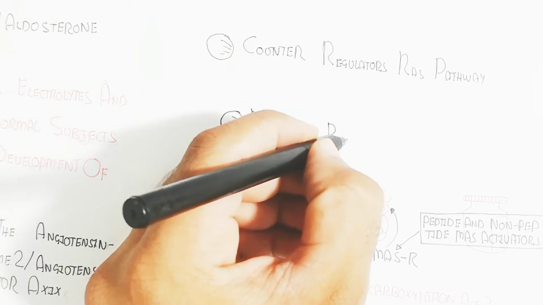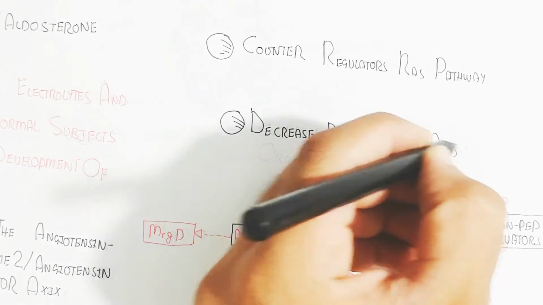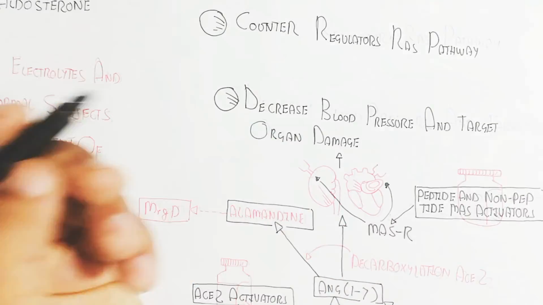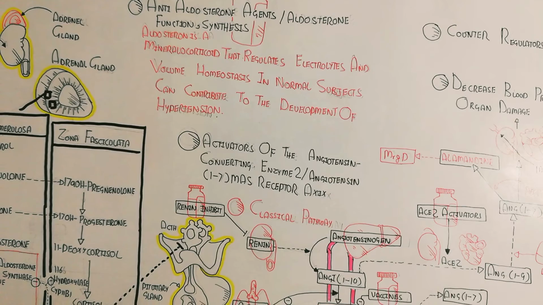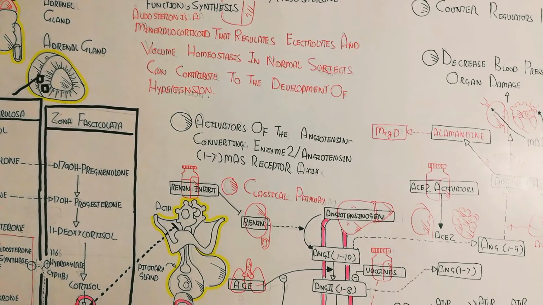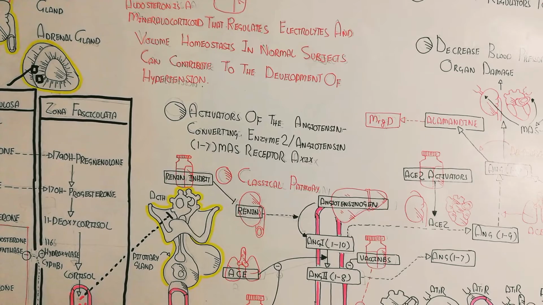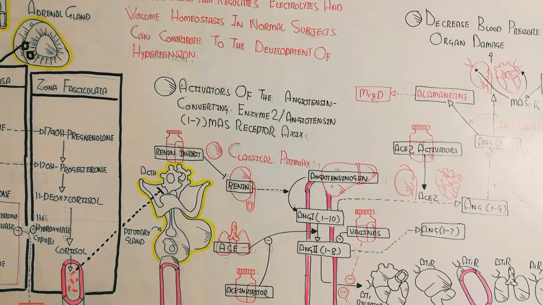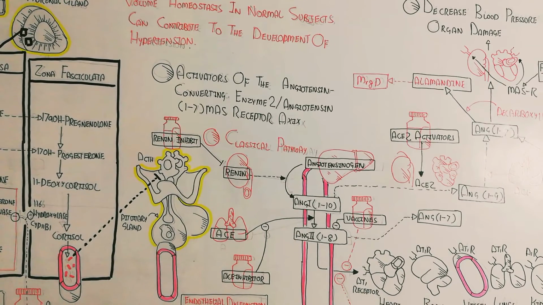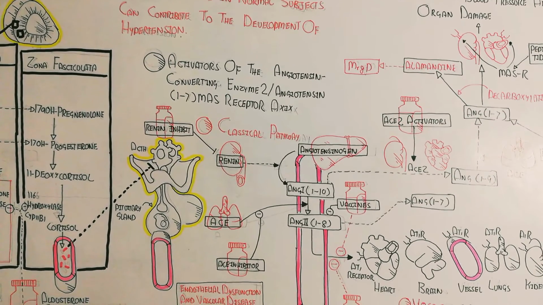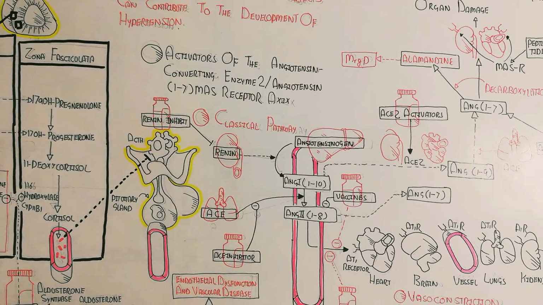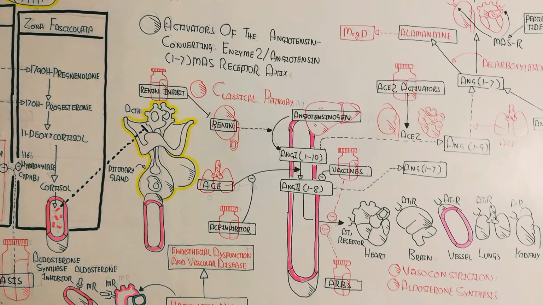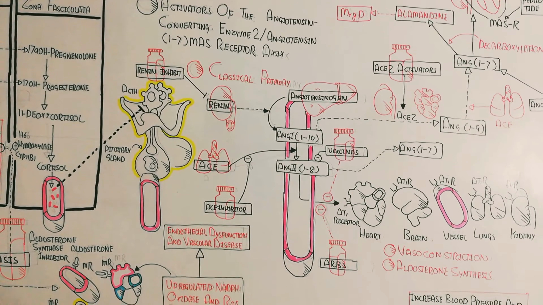Here the counter-regulatory RAS pathway leads to decreased blood pressure and target organ damage, that is, decreased blood pressure due to hypertension. So these are all the inhibitors. We have just discussed the targets of the inhibitors only. We have not discussed the names of the inhibitors, but you can understand the physiology through this mechanism.